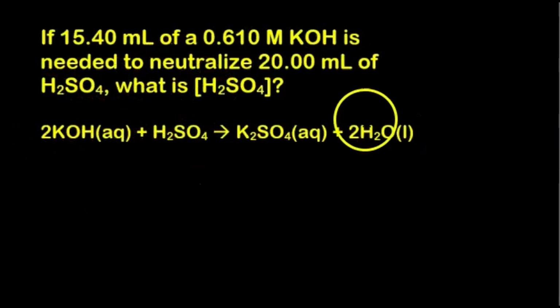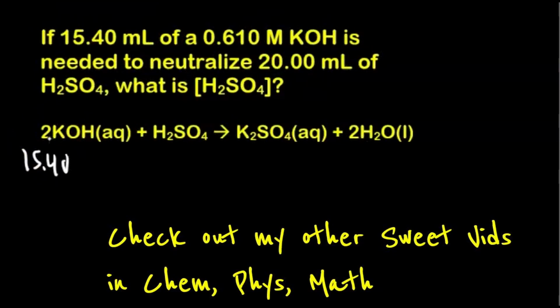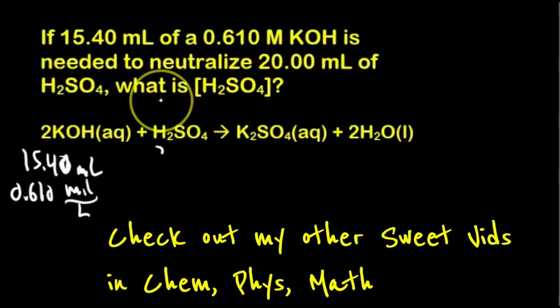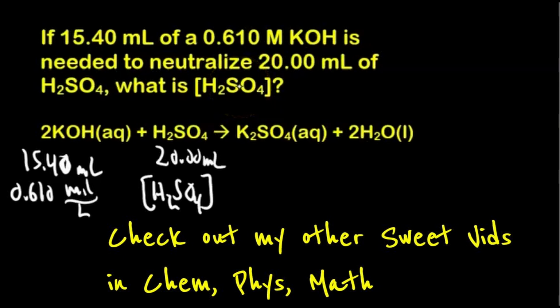So we have a chemical equation, and we have this information about KOH: 15.40 mL, and 0.610 molarity. And remember, molarity is actually moles over liters, so it's good to change that right away. We want to neutralize 20.00 mL of H2SO4, and our question mark is the concentration, when you have it in square brackets, in molarity. So this is our desired. We want to know something about H2SO4. This is our given.